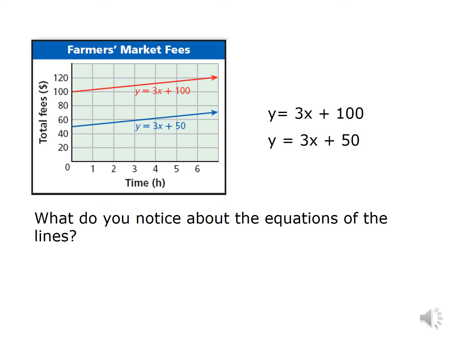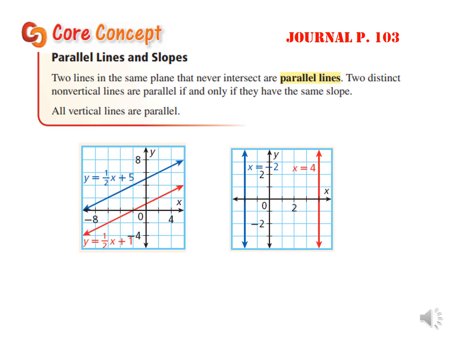So if you look again, what do you notice about the equations of these two lines? We know that they are parallel lines. What do you notice about the equations? Hopefully you noticed that they have the same slope. So here's the rule. Two lines in the same plane that never intersect are parallel lines. Two distinct non-vertical lines are parallel if and only if they have the same slope.